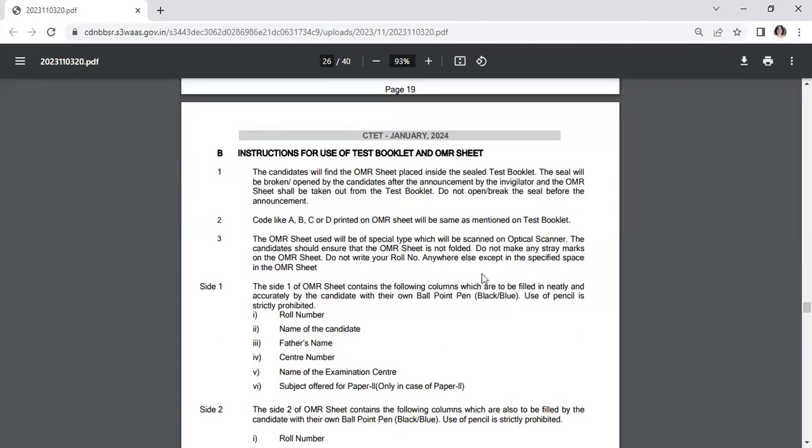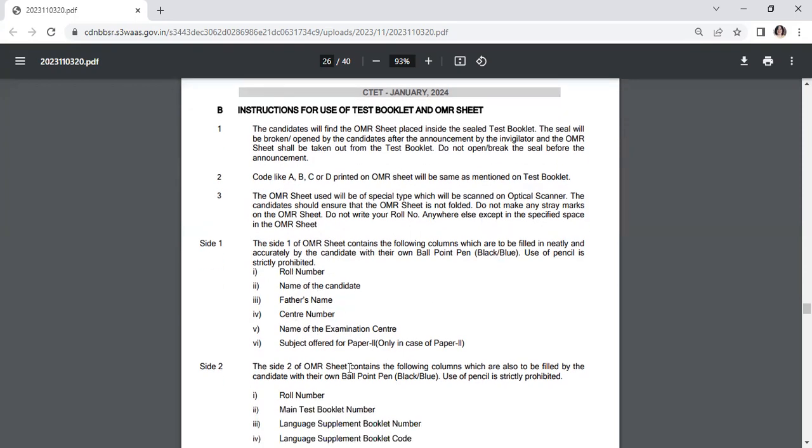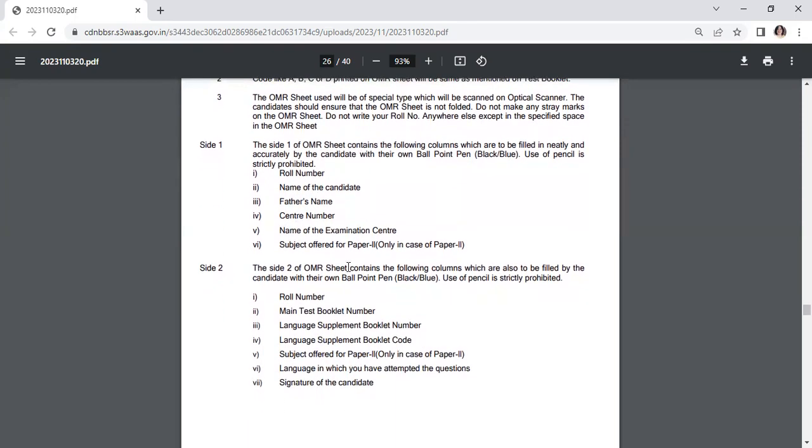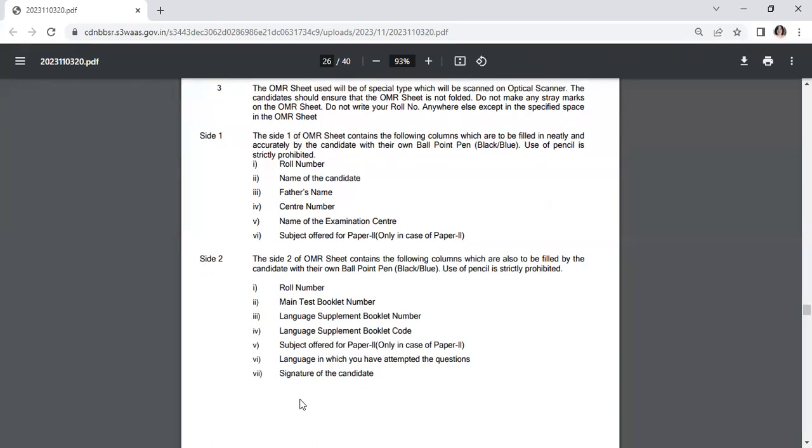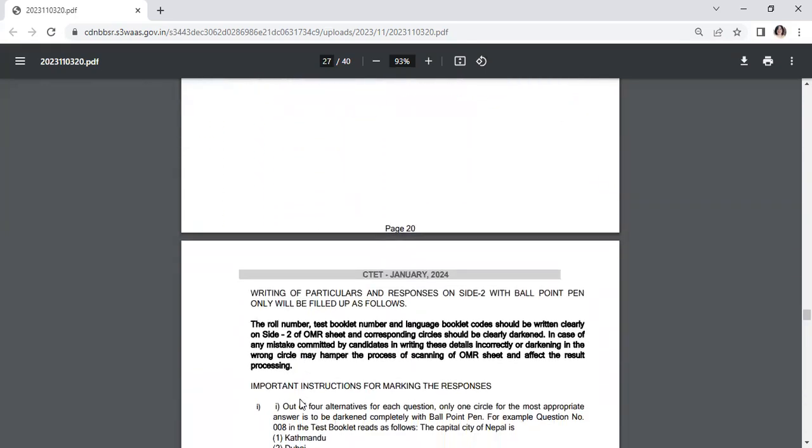Do not make any stray marks on the OMR sheet. Do not write your roll number anywhere else except the specified space in the OMR sheet. Side 1 of the OMR sheet contains the following columns: roll number, name of the candidate, father's name, name of the examination center, subject offered, etc. Side 2 of the OMR sheet contains roll number, main test booklet number, language supplement booklet code, subject offered for paper second, language in which you have attempted the questions, and signing of the candidature. You are going to use a blue or black pen. Use of pencil is strictly prohibited.